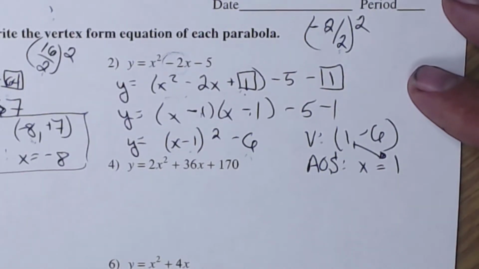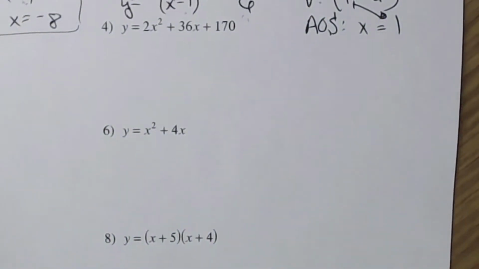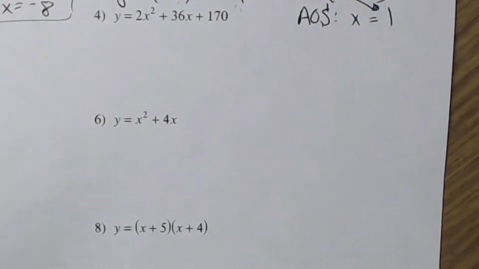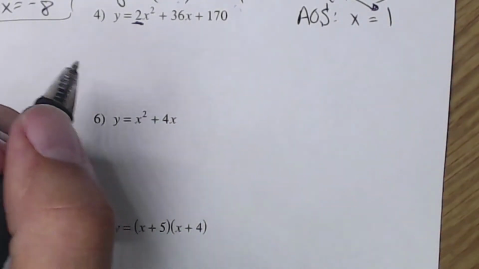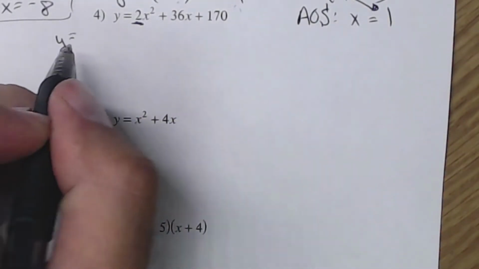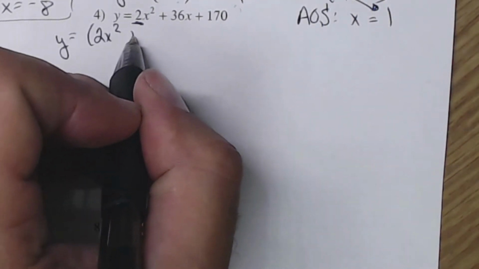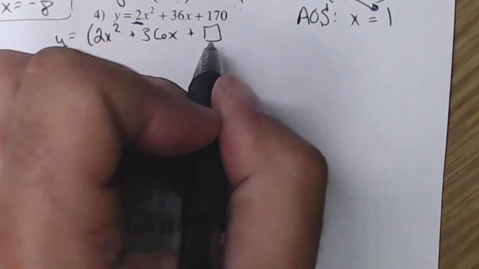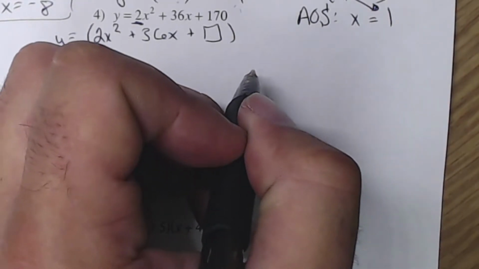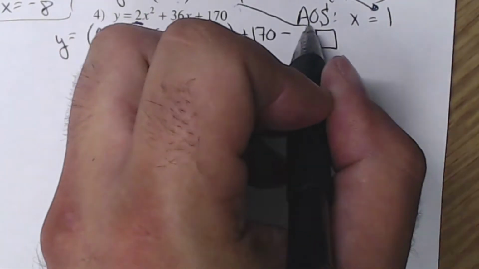In the words of Emerson, can we have a harder one? Let's do number 4. Not terribly challenging, but it's a little bit more difficult because it's a little different. There's now a number in front of my x squared term. So I'm going to actually factor that out, but only of certain pieces. So I'm actually going to write it like this first. 2x squared plus 36x plus my box. And then I'm going to add 170 and minus my box.